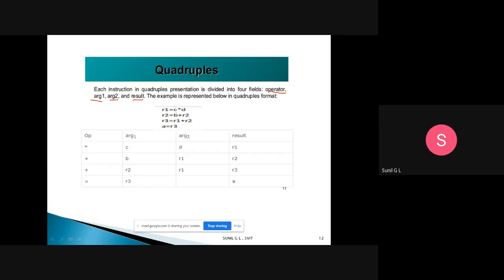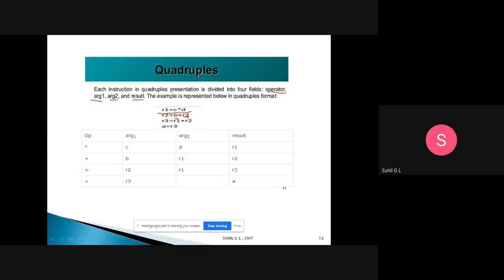In the first expression, R1 is equal to C star D. Here star is the operator, C and D are argument 1 and argument 2, and R1 is the result. This is the representation of quadruples. In the second statement, plus is the operator, and B and R1 are the arguments, that is R2 is equal to B plus R1. That result will be stored in R2.